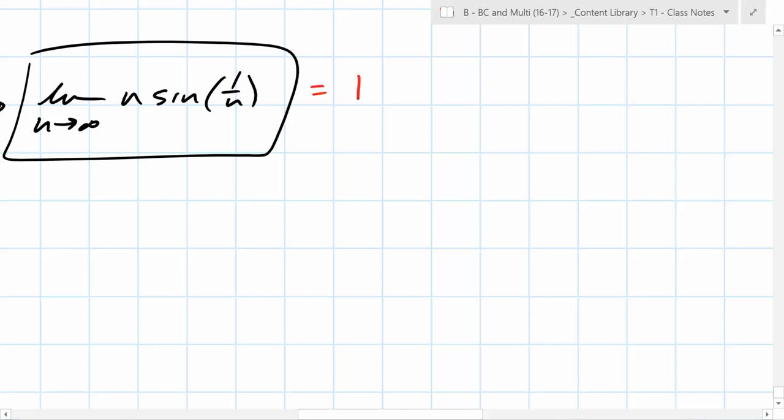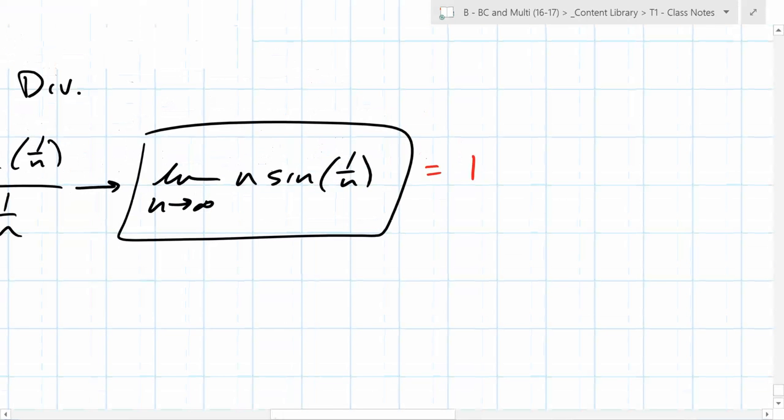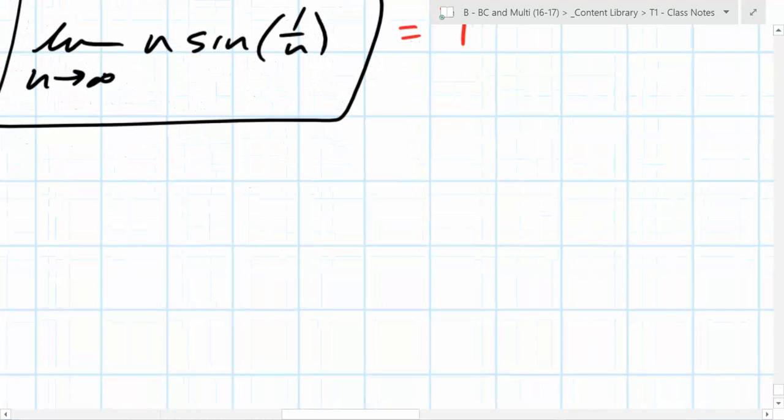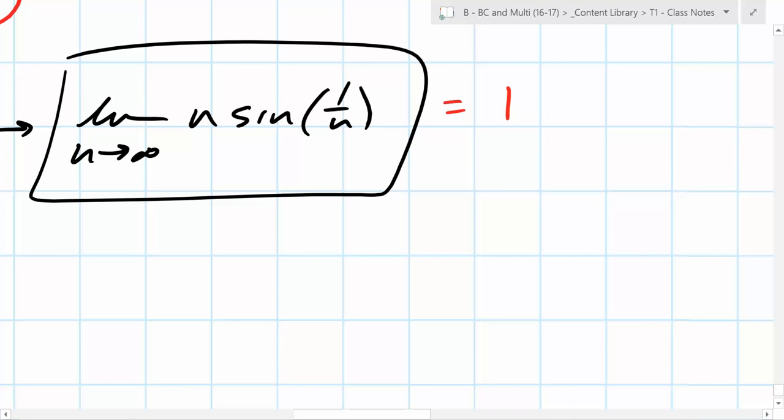This is really cool. Infinity and 0 go to war, and what comes out? 1. So here's the thing. We got a constant, but the thing on the bottom diverges, so therefore what must this do? It also diverges. The way you prove this is with L'Hopital's rule. We're not doing that quite yet.